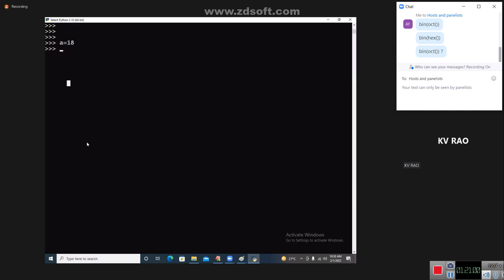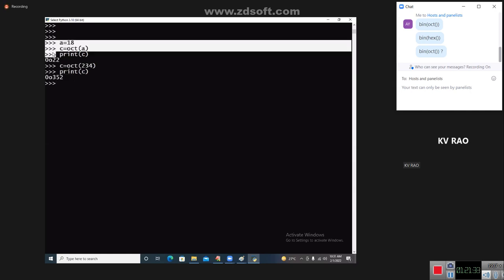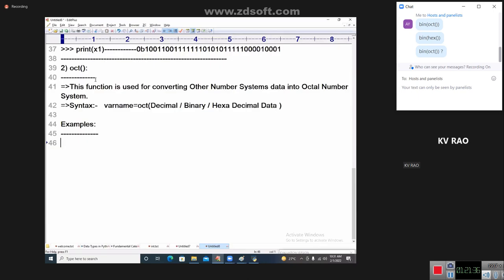Say something like C is equal to OCT of A. Print of C. You write it. You see 22. Already we had a discussion about this in our class. You can write another one: C is equal to OCT of 234. Print of C. 0352. This is what 234 is converted into. I hope you see the decimal data converted into octal.